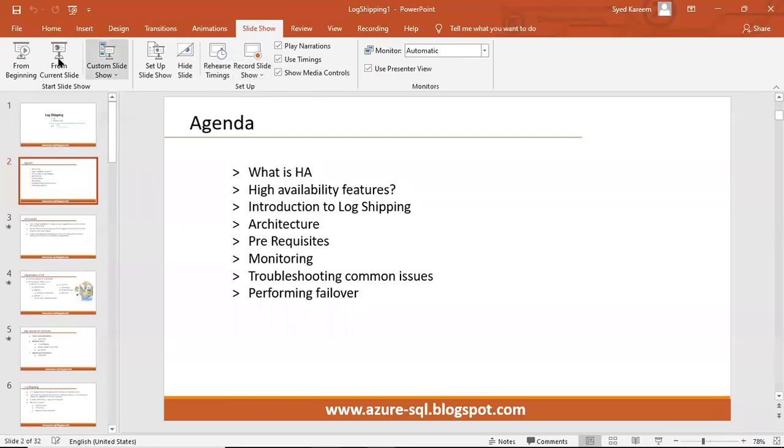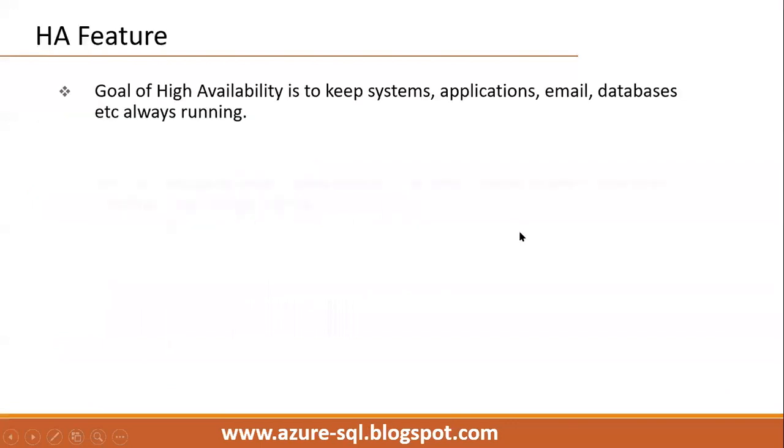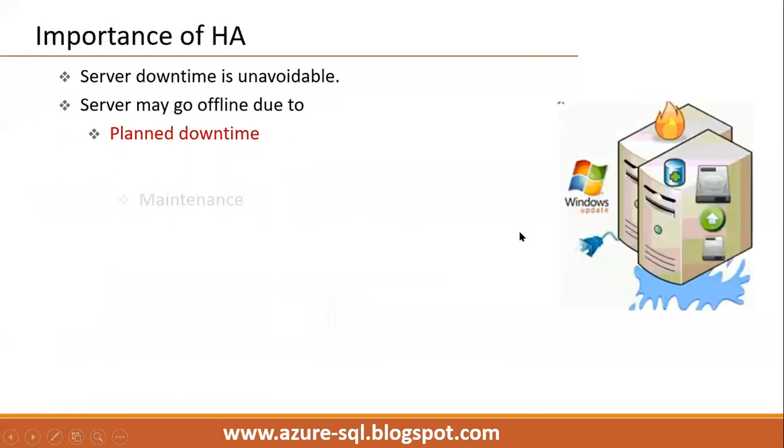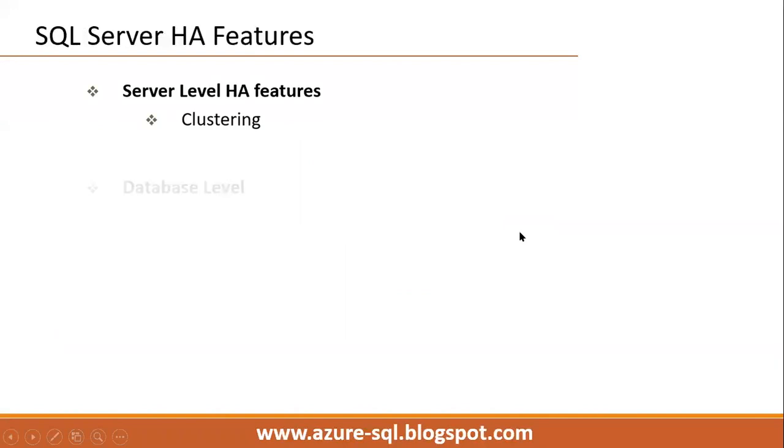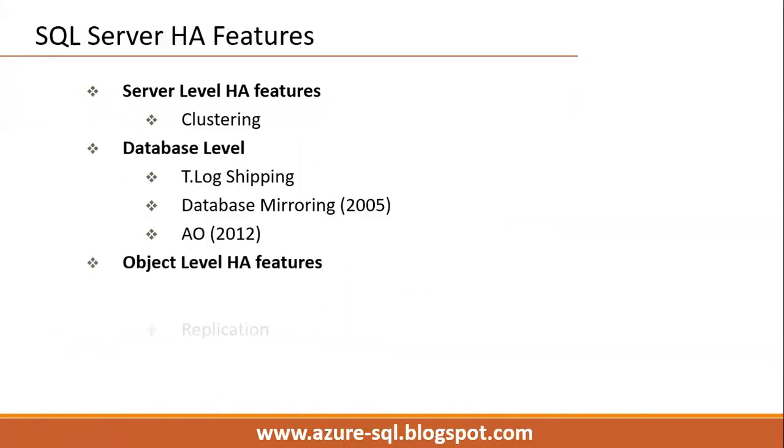Let's say here what is high availability we have seen. The importance of high availability and three levels of high availability features we have discussed in the last class. Let's start with the first high availability feature. We'll go with log shipping.